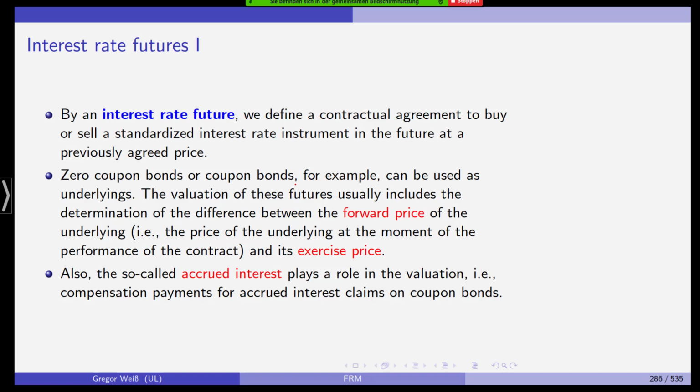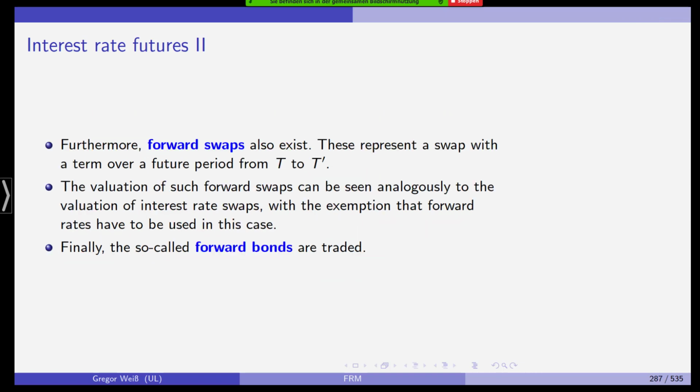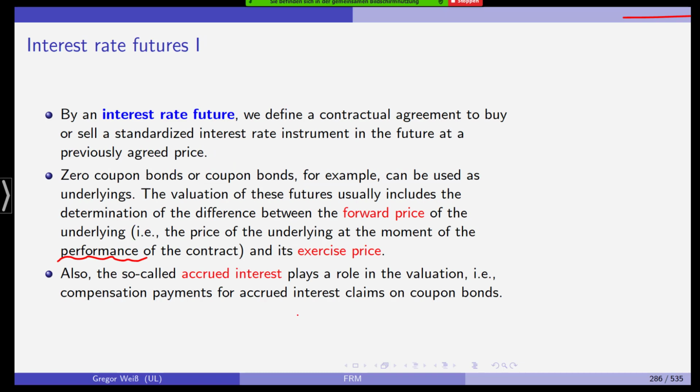So zero coupon bonds or coupon bonds can be used as underlyings, and the valuation of these futures usually includes the determination of the difference between the forward price of the underlying, that is the price of the underlying at the moment of the conclusion of the contract, and the exercise price. And the so-called accrued interest plays a role in the evaluation. That is, we have compensation payments for accrued interest claims on coupon bonds. This is what we call in German Stückzinsen.